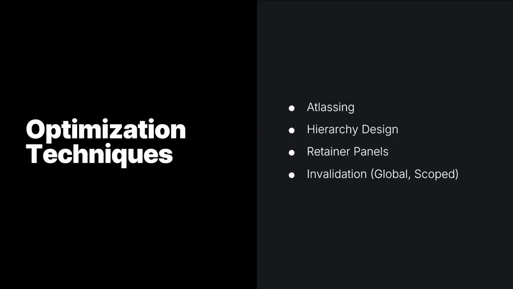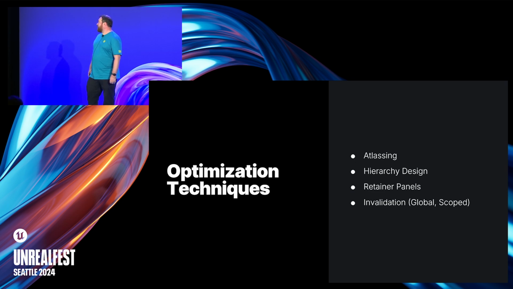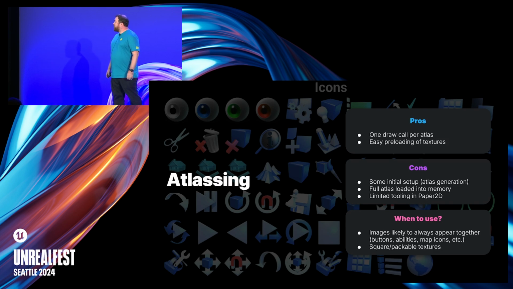And we're going to talk about 4 animation or optimization techniques here. The first is atlasing, an old school technique of building sprite sheets that is not really worth doing on PC all the time, but potentially super useful on mobile when we want to cut draw calls down. We're going to talk hierarchy design, how we can set up our widget hierarchy to reduce our draw calls. I'll go over retainer panels and when to use them and when not to use them, as well as the invalidation system, which is both global invalidation, enabling it for your entire UI, as well as scoped invalidation through invalidation panels, where you might only want to apply the invalidation system to some subset of your UI. And we'll start with atlasing.